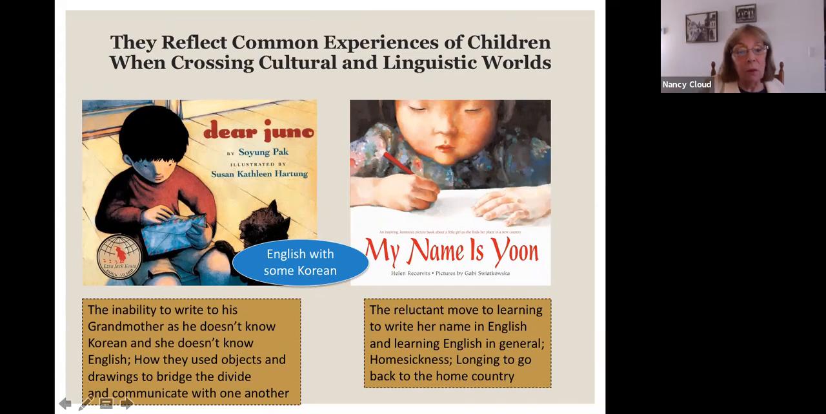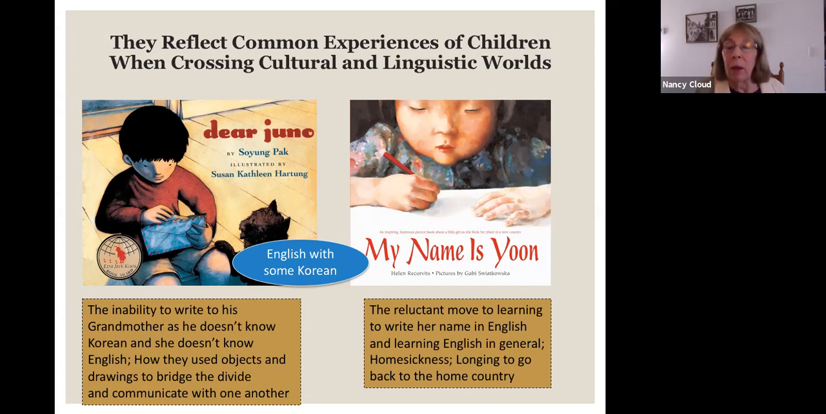Here, the main character can't write to his grandmother because he doesn't know Korean, and she can't write to him because she doesn't know English. And so it shows how they work to communicate with one another. It's a beautiful little book, and I'm sure many of you know it. And this one talks about how this little girl, when she writes her name in Korean, it doesn't even feel like her. She hates her English name. And so she's screaming, "My name is Yoon," and she wants to be able to have people recognize her name. So we all know as bilingual, bicultural professionals how important names are. So it doesn't have to be so matchy-matchy.